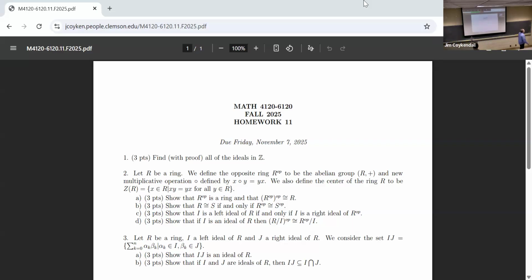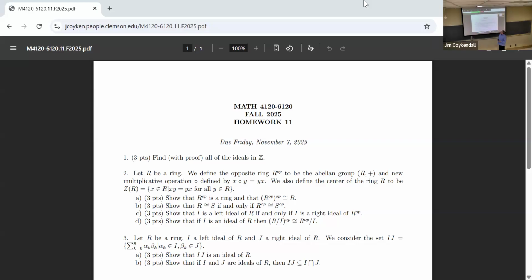Cause why not? Okay. So, I think you'll find this homework a little bit shorter, probably. Number one, 5 with proof: find all the ideals you see. We're fixing to talk about what ideals mean. It's kind of a special kind of subring.